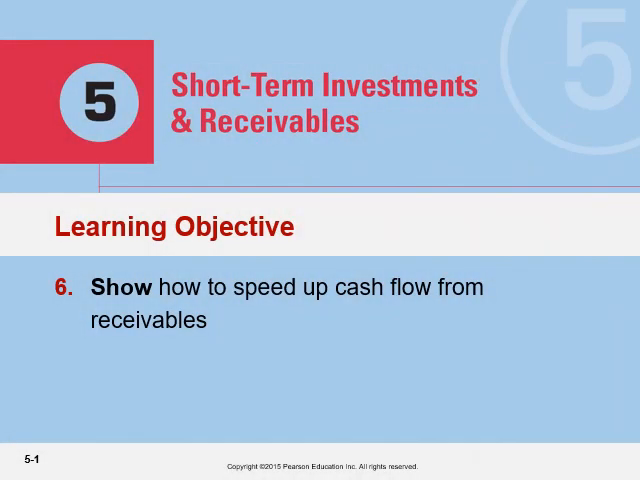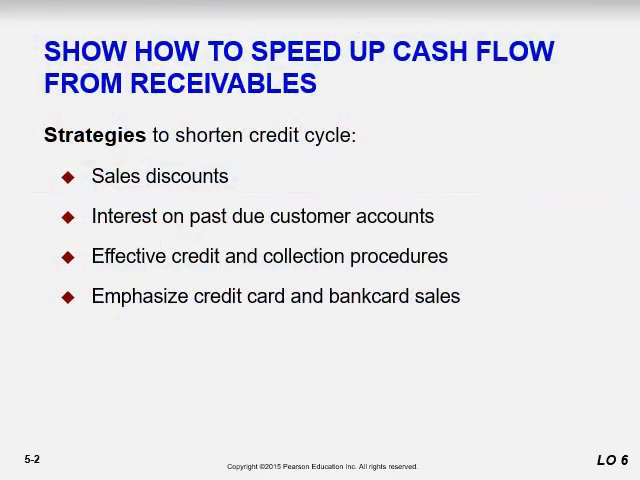Okay, now let's talk about learning objective 6, which is show how to speed up cash flow from receivables. Would you like to receive money from your accounts receivable early or a little bit late? Of course, early is better. So there are strategies in which you try to shorten this credit cycle.